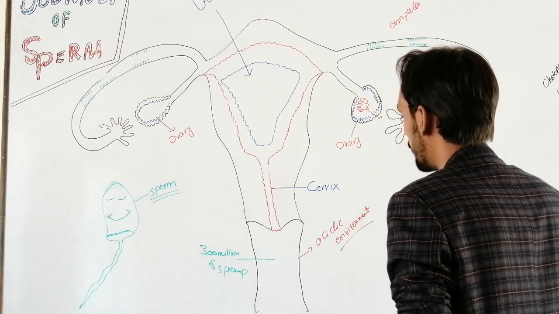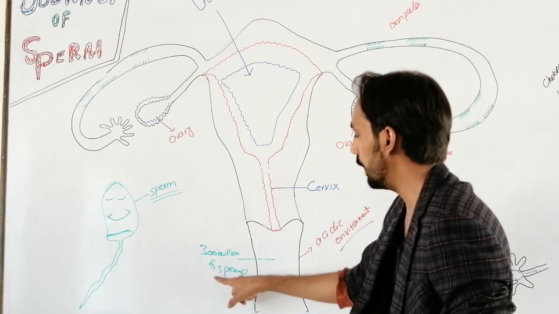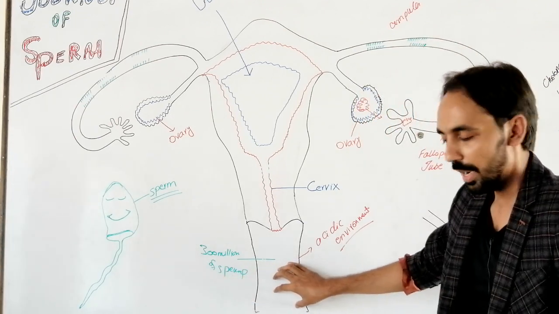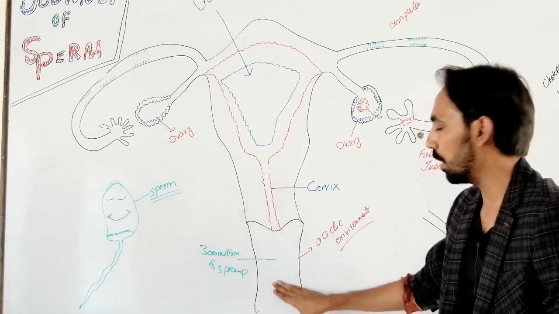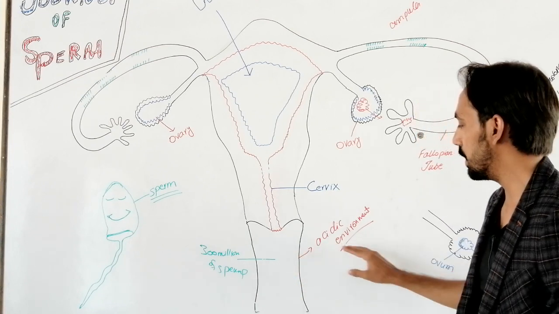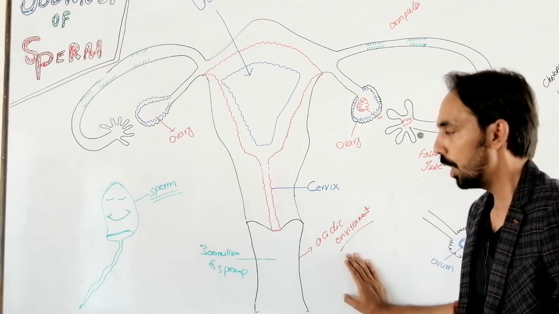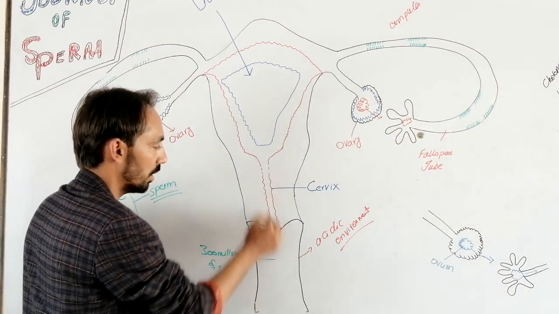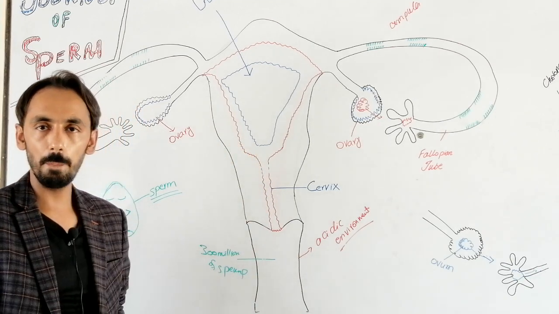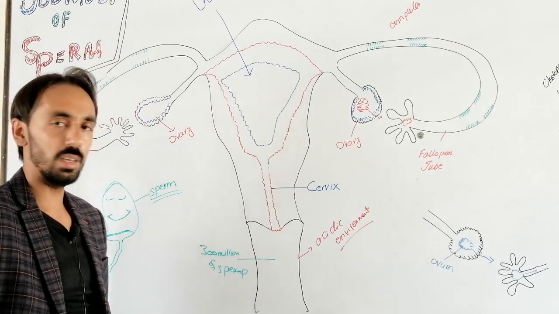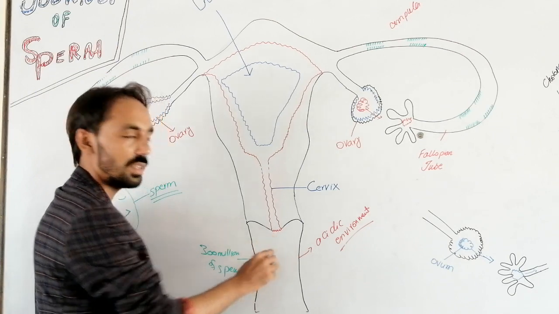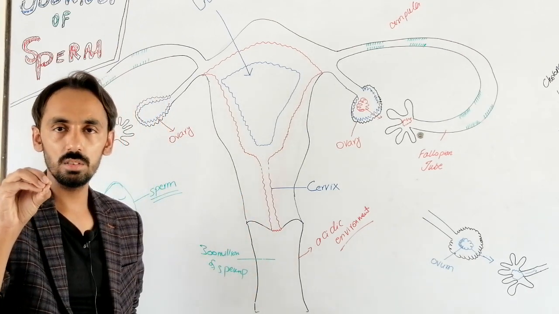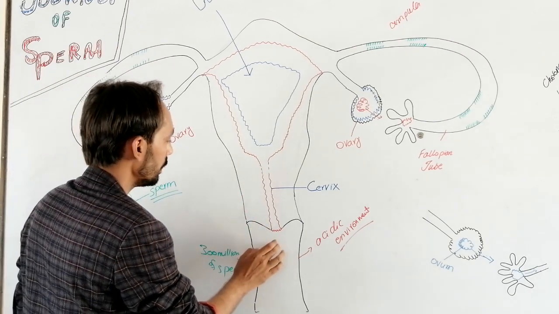So when sexual intercourse occurs, 300 million sperms are released over here, and after that millions of the sperms are killed by this acidic environment. The remaining alive sperms will move through this cervix. But as I told you earlier, the opening of the cervix is closed in normal days.